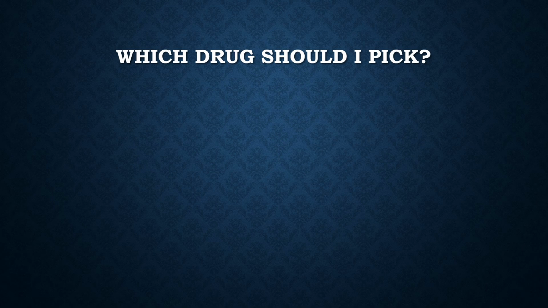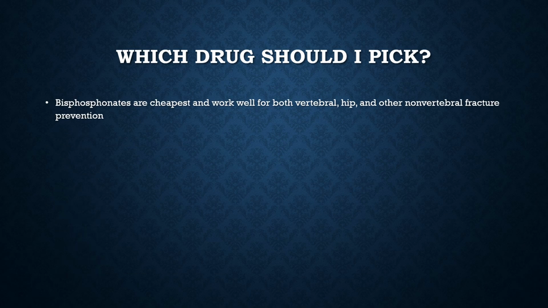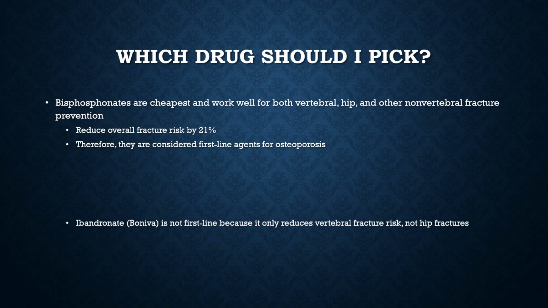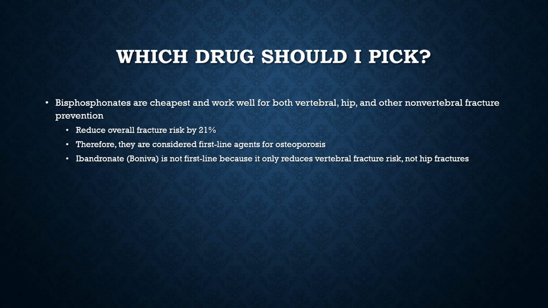If you were to be treated for osteoporosis to prevent a fracture, which drug should you pick? Usually you'll want to go with bisphosphonates unless there is a reason that you should not take them. Bisphosphonates are the cheapest and work well for both vertebral, hip and other non-vertebral fracture prevention. They reduce overall fracture risk by 21%. They are the first-line agents for osteoporosis, except for Boniva, which only reduces vertebral fracture and not hip fracture risk.